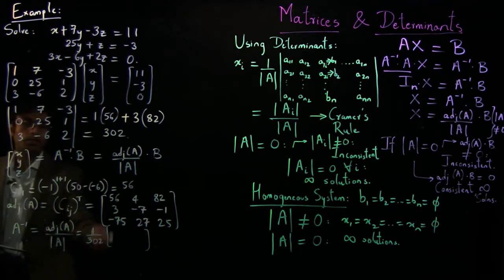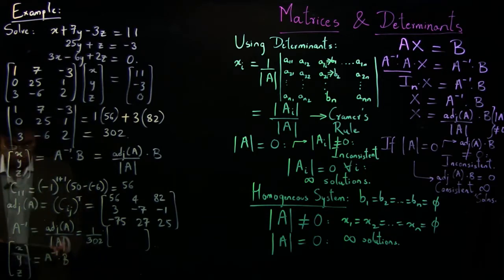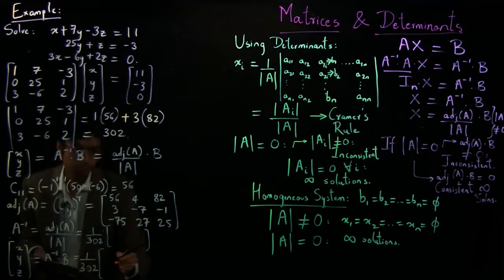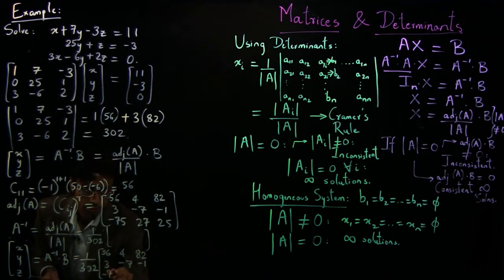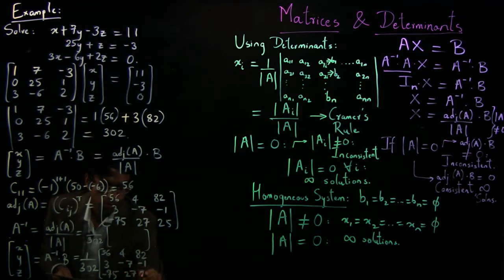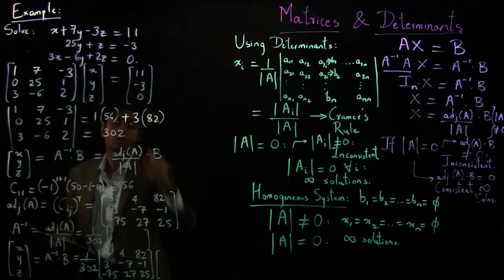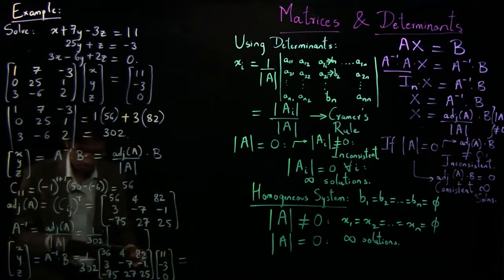And then once you have A inverse, you get your unknown variables x, y, z is A inverse times B. Well, I'll write it here. 1 over 302 times 56, 4, 82, 3, minus 7, minus 1, minus 75, 27, 25 times your right hand side matrix, which is 11, minus 3, 0, and you can do this calculation.